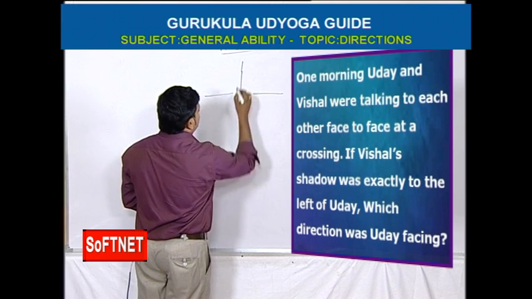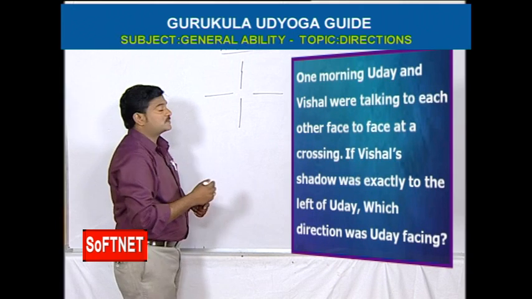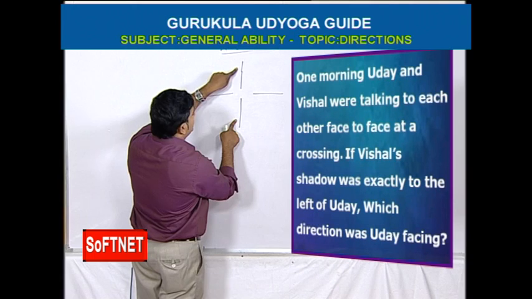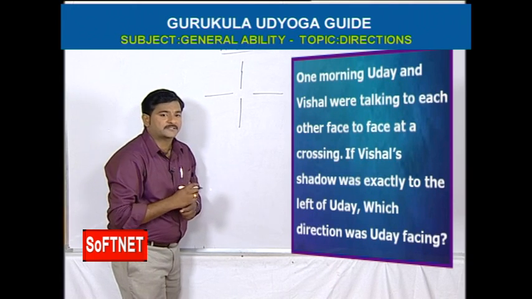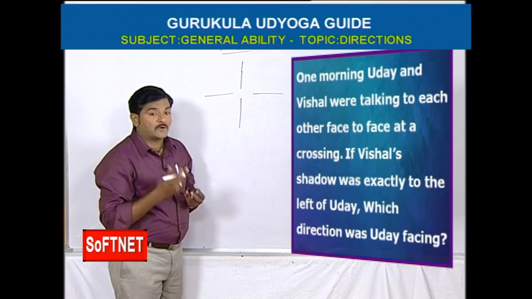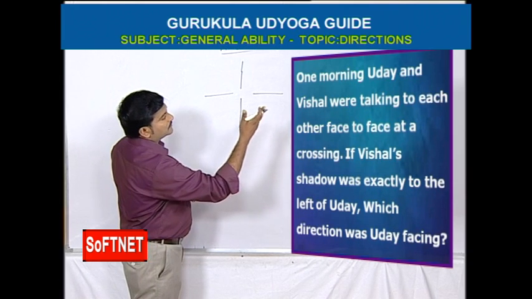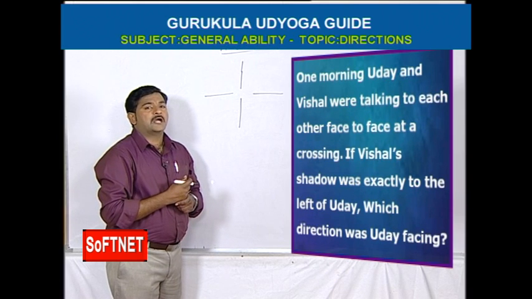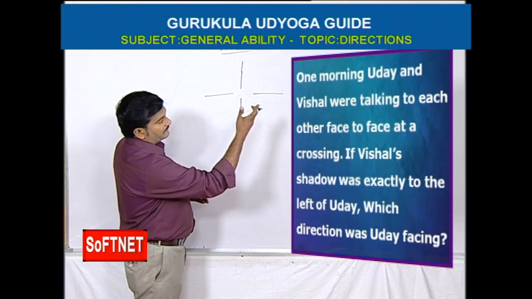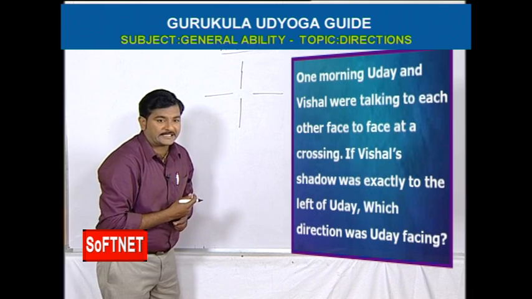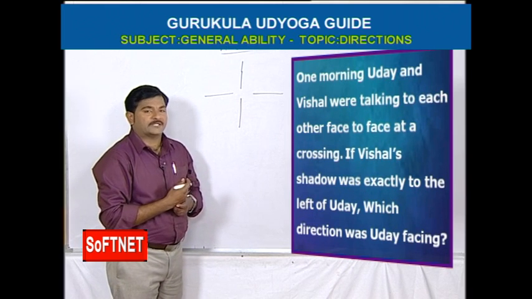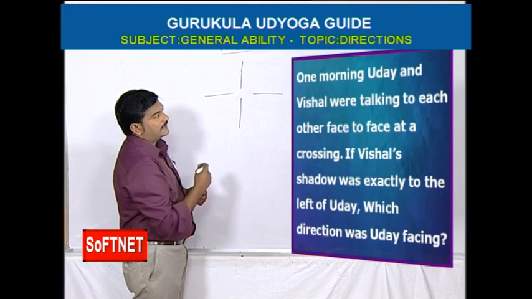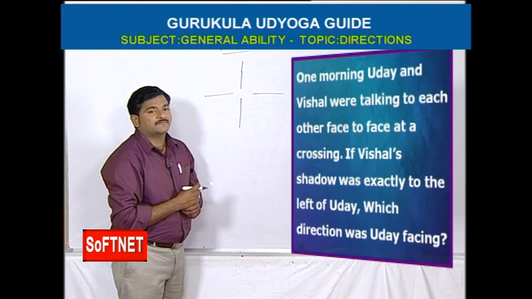Roughly we will apply the condition. Let's say they are talking face to face, which means either they must be on these 2 directions or they must be on these 2 directions. They must be on opposite directions. What happened and at what time? One morning, Vishal and Uday were talking to each other face to face at a crossing. Then Vishal's shadow was exactly to the left of Uday. Then the question is, which direction was Uday facing?